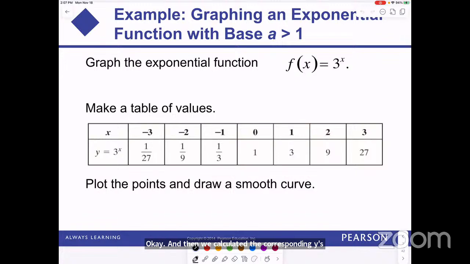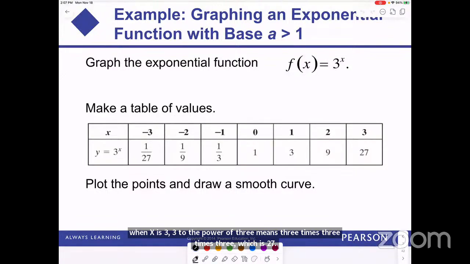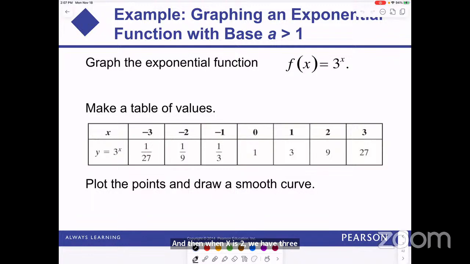In this instance, it's probably easier if we work backwards, starting with 3. So when x is 3, 3 to the power of 3 means 3 times 3 times 3, which is 27. When x is 2, we have 3 squared, so that result is 9. When x is 1, we have 3 to the power of 1, which is 3. When x is 0, 3 to the power of 0 is 1.